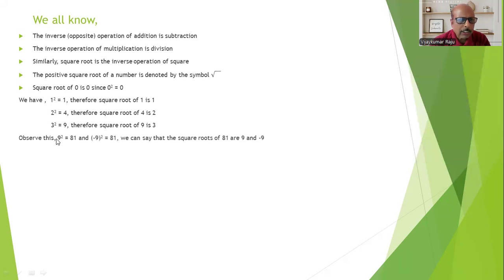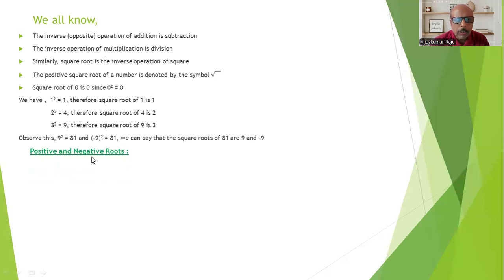Observe that 9 square is 81, minus 9 square is also 81. So we can say that the square roots of 81 are 9 and minus 9. Because the square of a number should be equal to this number, and in both these cases, we are getting 81 if you take the square. So we can say that the square roots of 81 are 9 and minus 9.